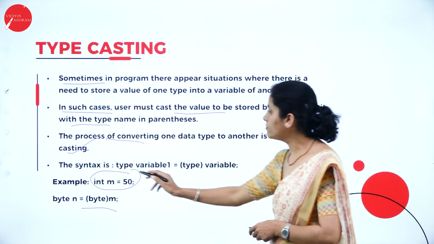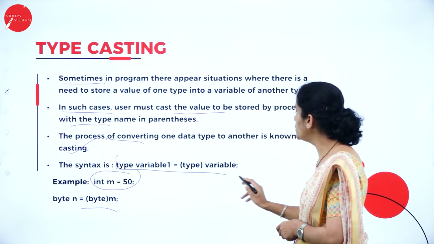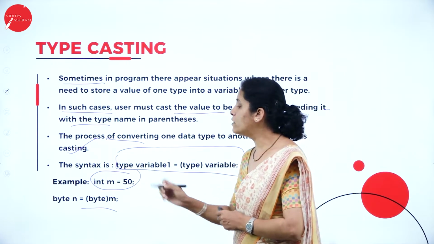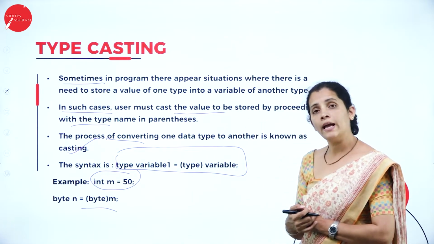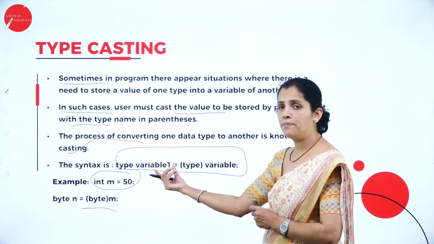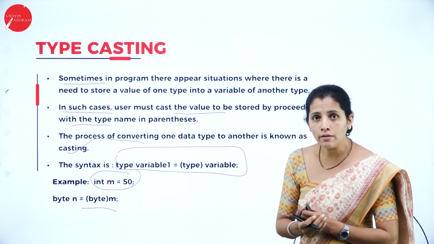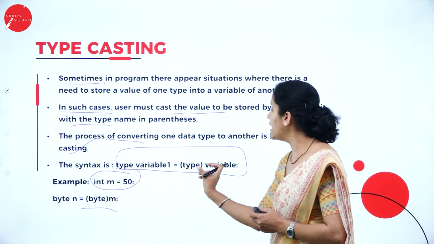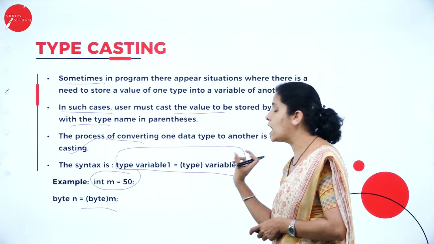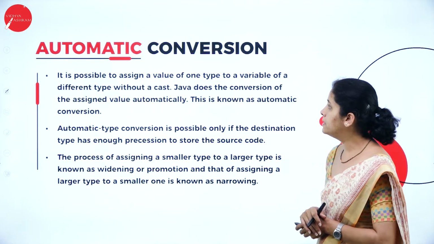Now this is the syntax I'm going to have. First I define the data type along with the variable name. Now I select which type I want to convert to. That one I write within the parentheses along with the variable.